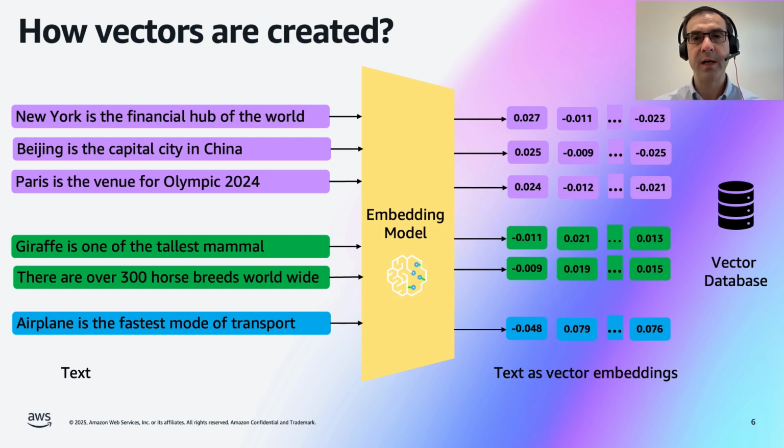Okay, so how does a text or an object in different modalities actually get converted into a vector? Well, let's look at text or a document as a simpler example. New York is a financial hub of the world. Beijing is the capital city in China. Even though these words are different, the model captures their contextual meaning and places them near each other in a vector space, as shown in these embeddings.